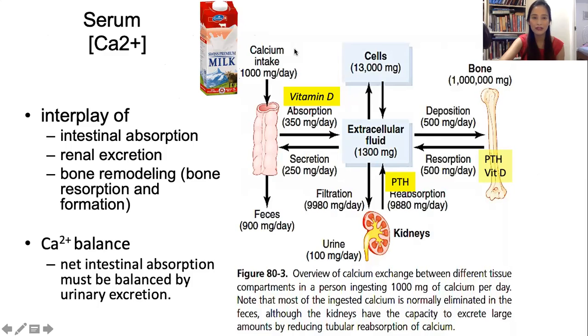So your serum calcium is actually the result of an interplay of many factors. It's an interplay of your intestinal absorption. So when you drink milk, when you eat broccoli, when you eat anchovies, when you take multivitamins that contain calcium, it will be absorbed in your intestine. And then it's also affected by renal excretion.